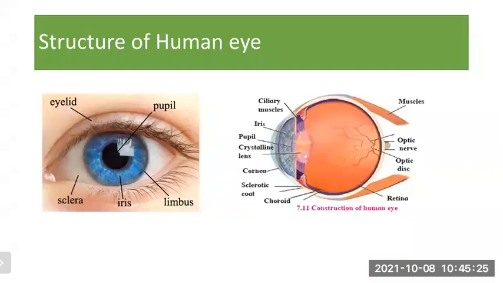Then after that, we have studied about the structure of the human eye. So we have seen the various terms related with the human eye. That is the ciliary muscles, iris, pupil. So we have seen how the pupil controls and regulates the amount of light. Then we have the crystalline lens, cornea, sclerotic coat, choroid. Then muscles are there, optic nerve, optic disc, retina. So retina acts like the screen, and images are formed on the retina. So all these things about the human eye we have studied.